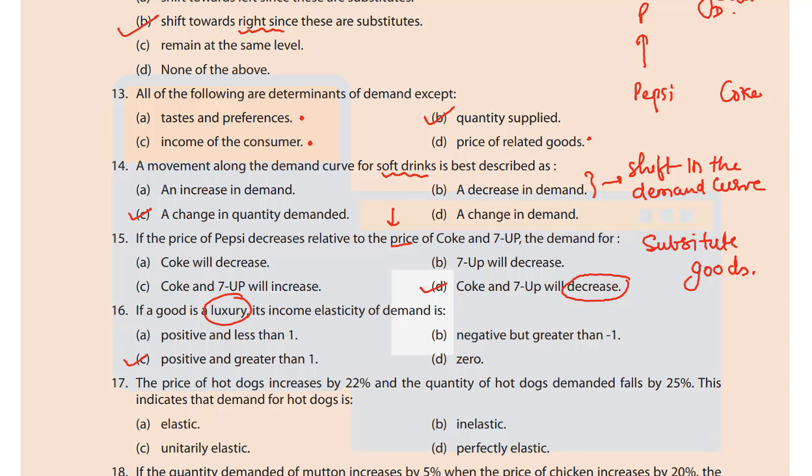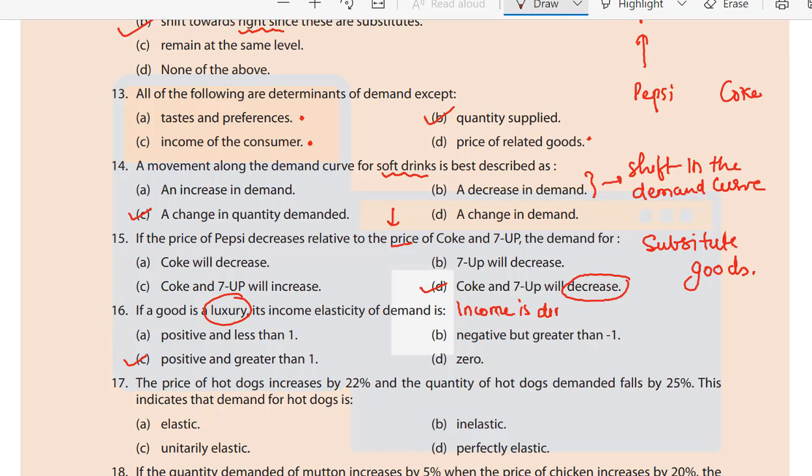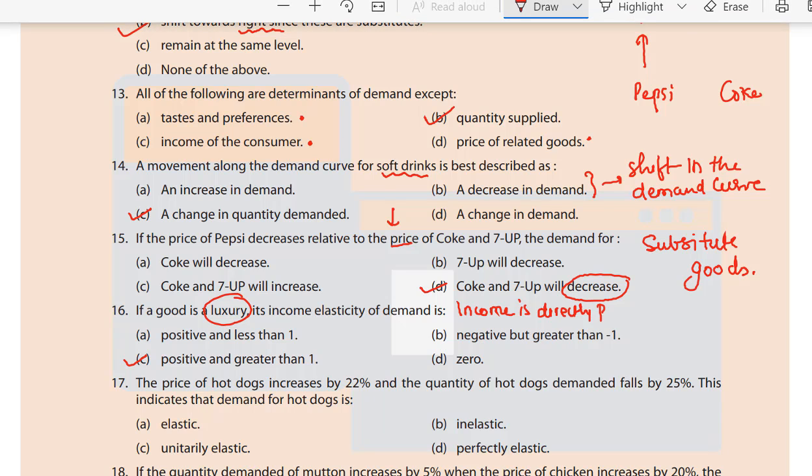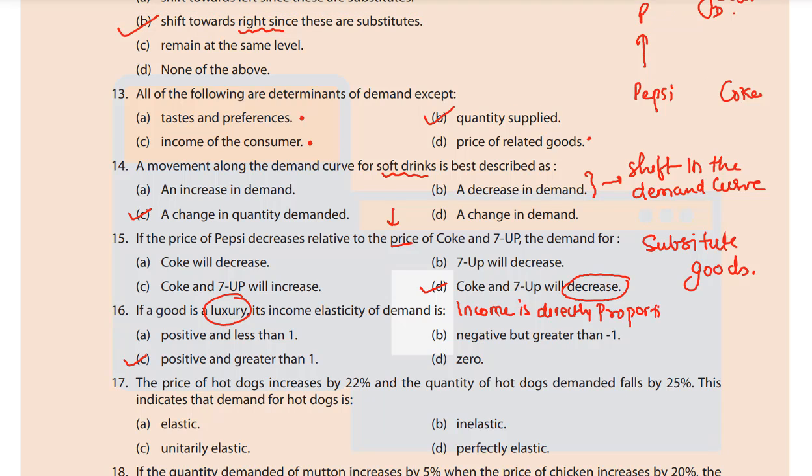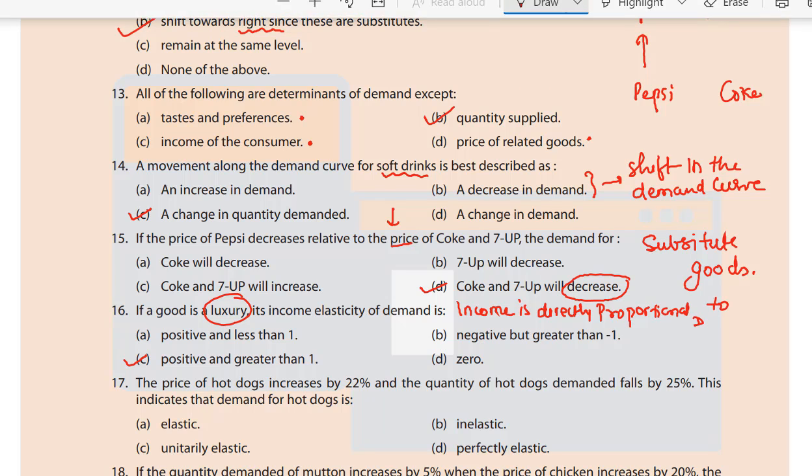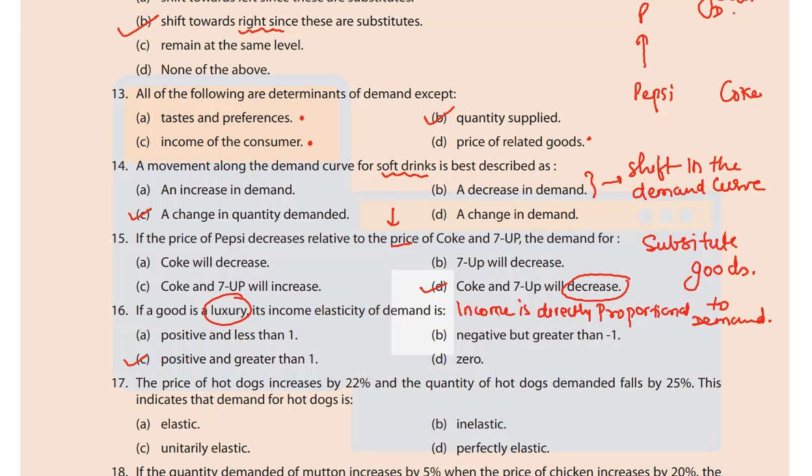Why greater than 1 and positive? Because income is directly proportional to demand. That means if the income of the consumer increases, they demand more. And that is why it is positive and greater than 1. Let us continue.